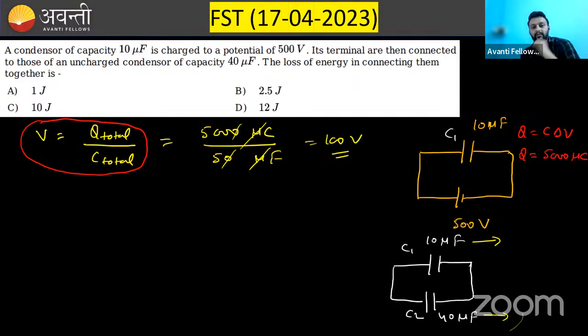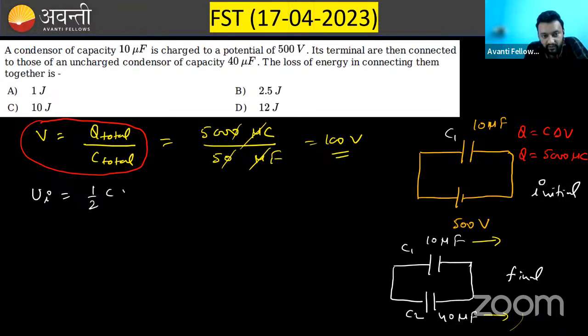What it says: the loss of energy in connecting them together. Let's suppose this is our initial situation, and this is our final situation. First of all, we will calculate U initial. Capacitance is C, potential is delta V. We know that the energy stored in the capacitor is half CV square, so that will be half CV square.